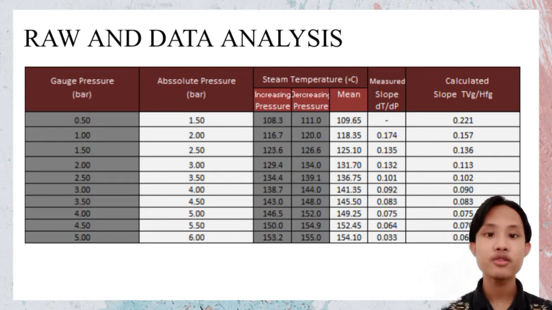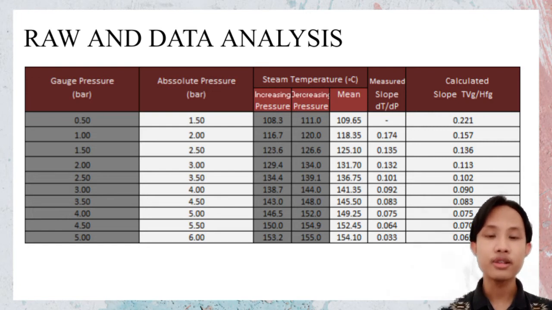This table shows all data from this Marcet boiler experiment. The dark gray color shows all the data obtained from the experiment, while the light gray color shows all the data obtained by performing a simple calculation.